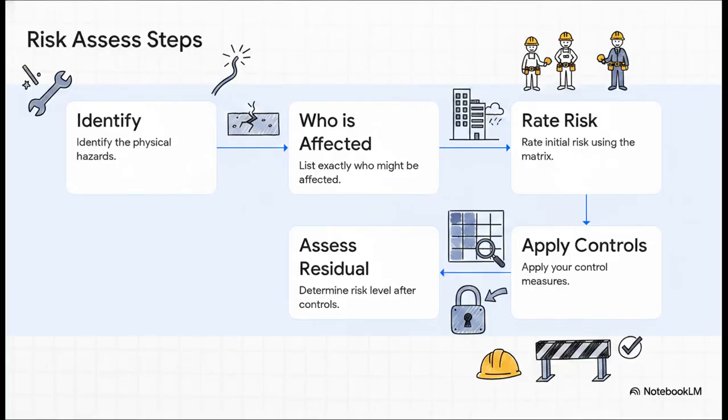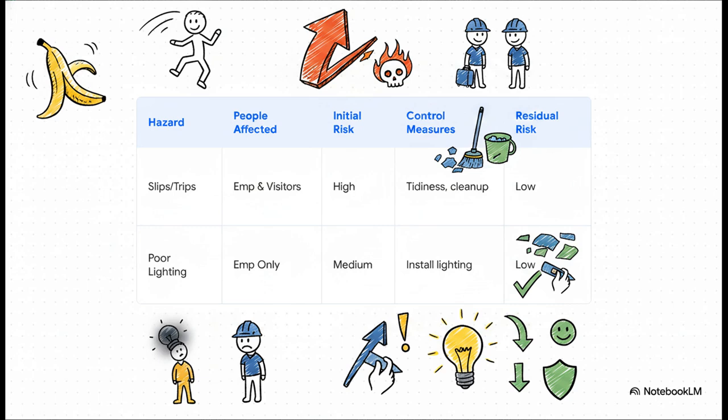Whenever you're writing up a formal risk assessment document for a site, you follow a very precise flow. You start by identifying the physical hazards and listing exactly who might be affected by them. Next, you use your matrix to rate the initial risk before any safety measures are taken. With that baseline set, you apply your control measures to fix the problem. And finally, you assess the residual risk to see where your danger levels sit after those controls are actively in place.